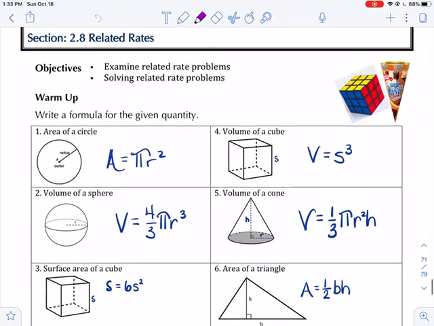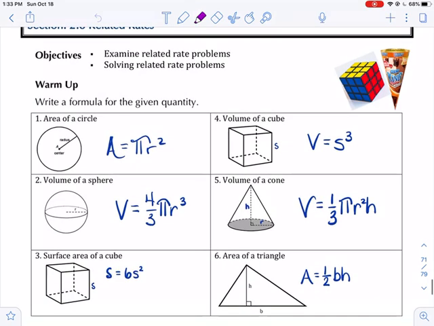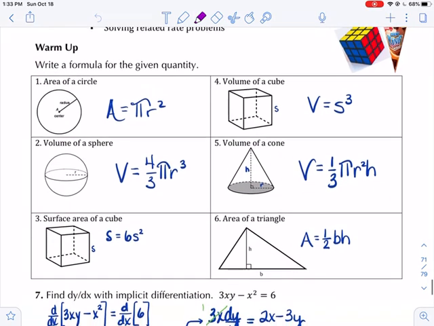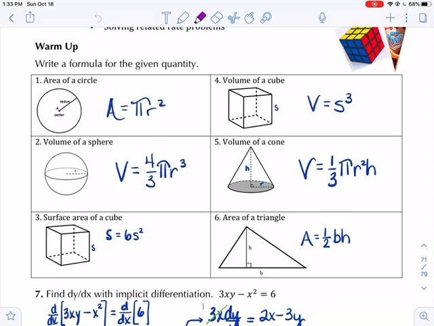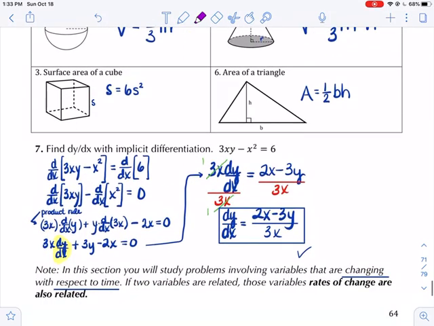Of course, your formulas for area of a circle, volume of a sphere, surface area of a cube, volume of a cube, volume of a cone, area of a triangle. So those are all equations, and we could say that, for example, the first one, a radius of a circle is changing, and how is that affecting the rate at which the area is changing? We'll be looking at that. And then for your final problem, you're finding dy/dx with implicit differentiation. You have dy/dx is equal to (2x minus 3y) over 3x.